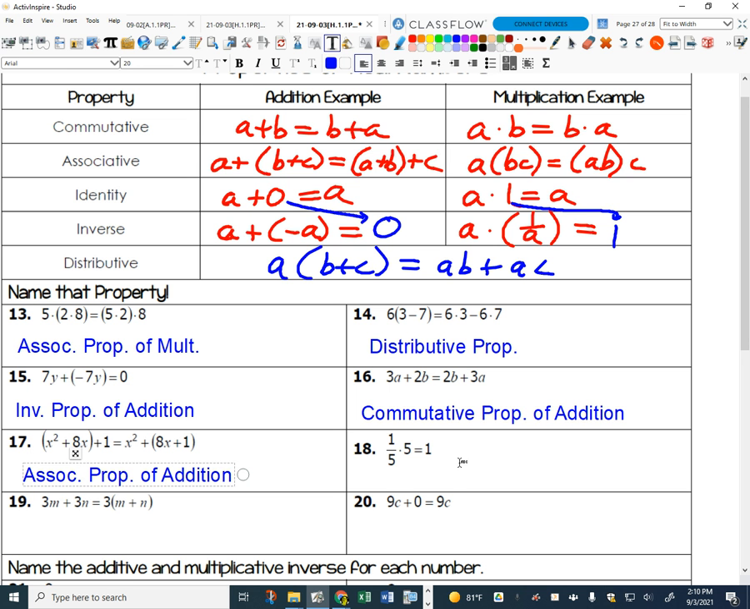What about 18? Inverse. Multiplication. Okay, what about 19? 19's a little tricky.